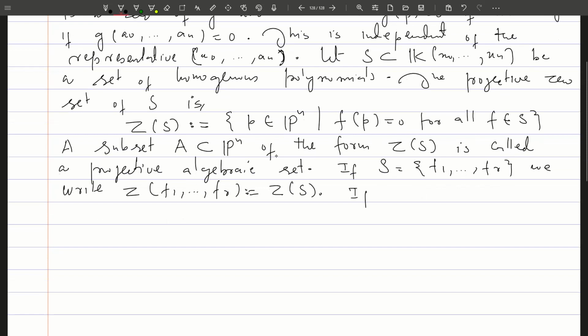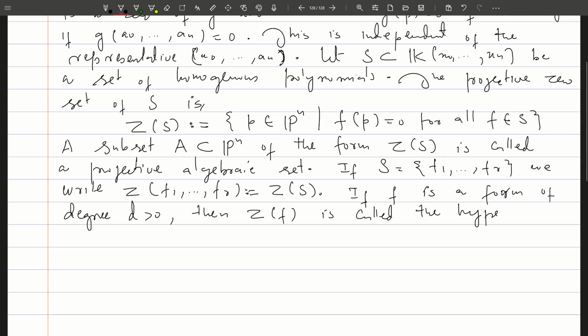So if f is a form, a homogeneous polynomial of degree d bigger than 0, then its zero set in the projective n space is called the hypersurface defined by f.